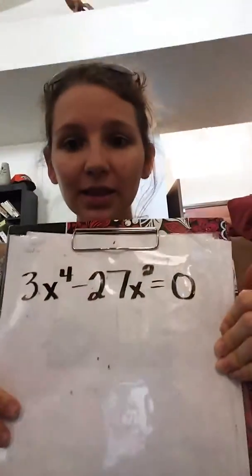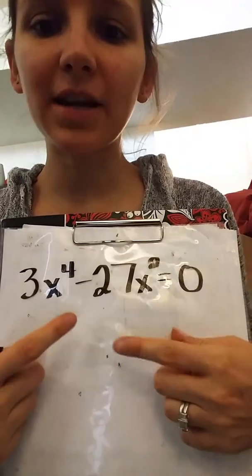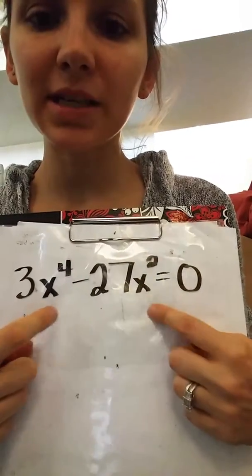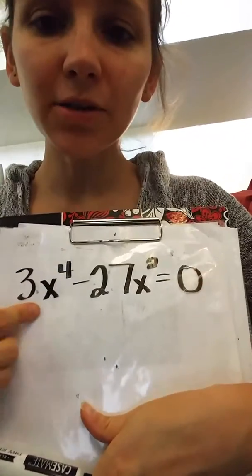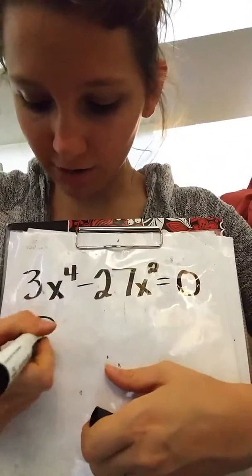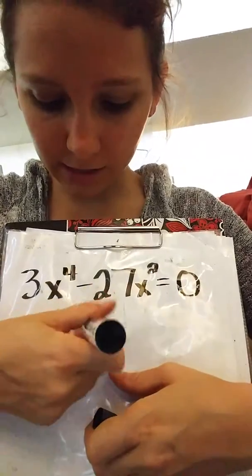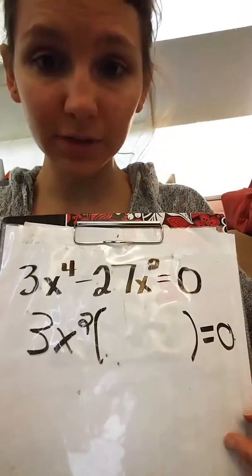Alright, so in this example, you are going to first need to factor out an x squared because these two have that as a greatest common factor. But also notice that both of these numbers can be divided by 3. So we're going to factor out a 3x squared and then still set it equal to 0.